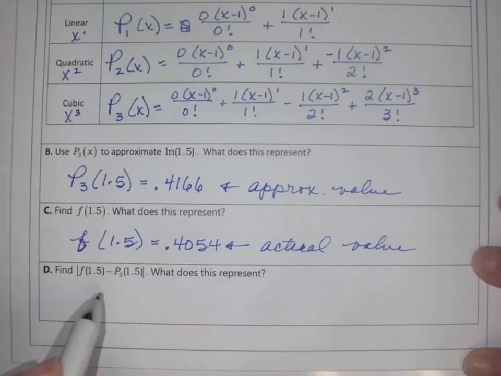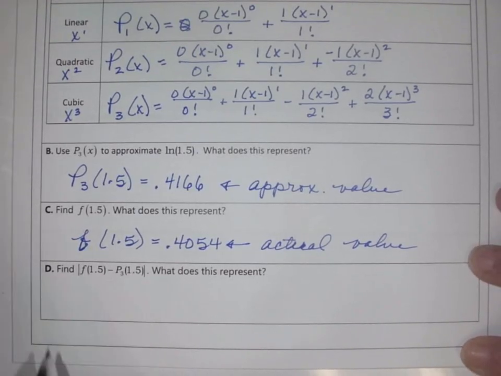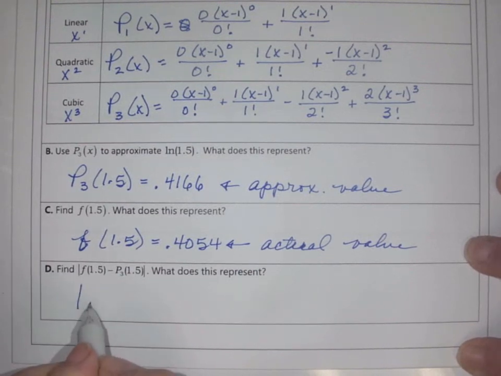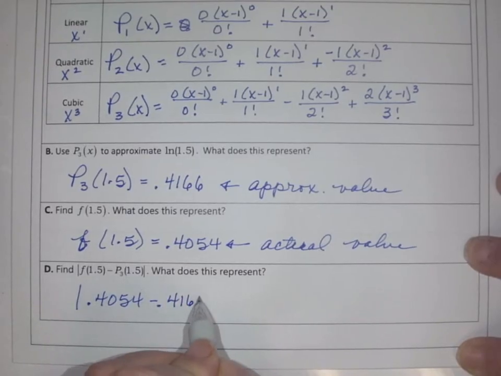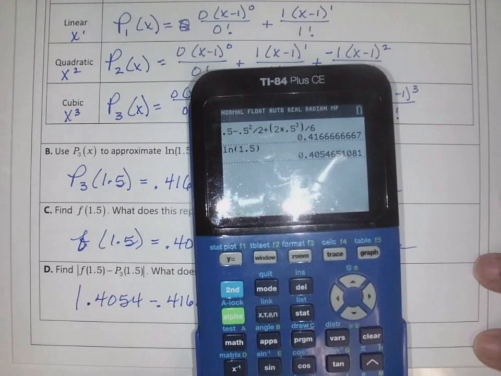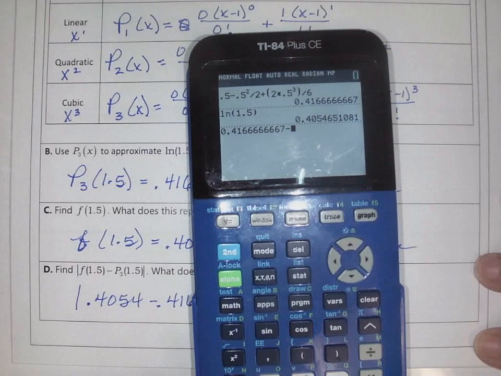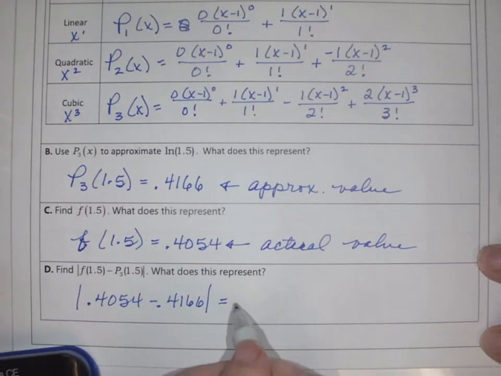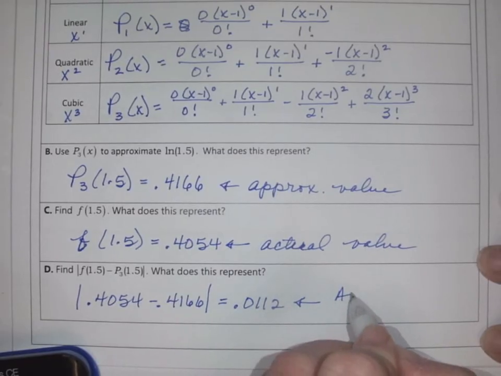And so then it says find f of 1.5 minus P3 of 1.5. So that would be 0.4054 minus 0.4166, absolute value of that. Now, in your calculator, you do not want to truncate or cut off your decimals. So you want to go up and you want to pull both numbers exactly. So I get 0.0112, and this is called the absolute error.